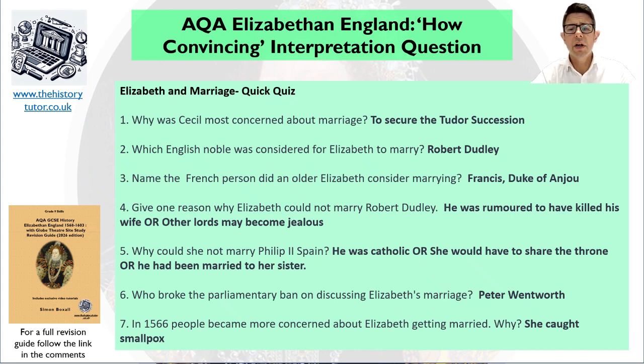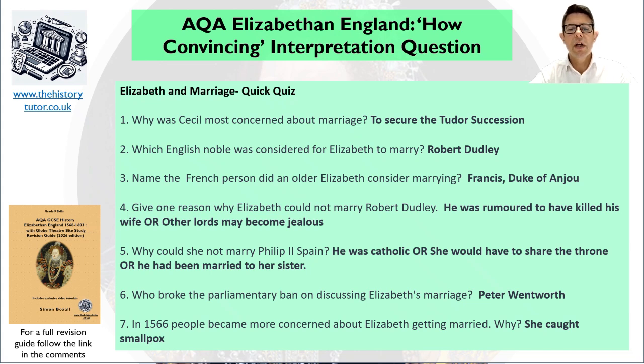Question 4. Give one reason why Elizabeth could not marry Robert Dudley. Well, it was rumoured that his wife might have died mysteriously by falling down the stairs, and maybe that Dudley, or Leicester as he's known, was involved. Also, many of the other lords were jealous, so Leicester was in the Privy Council and had been raised up by the Queen already, and to marry him might have caused more problems.